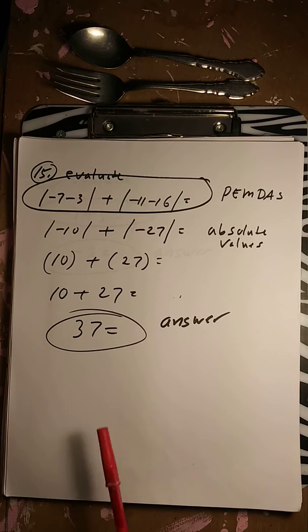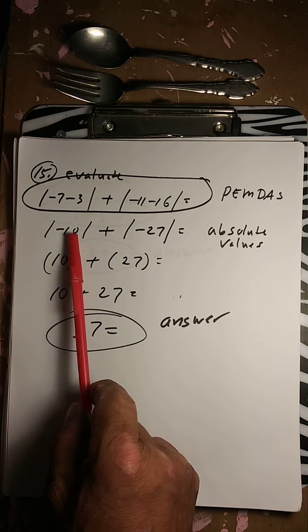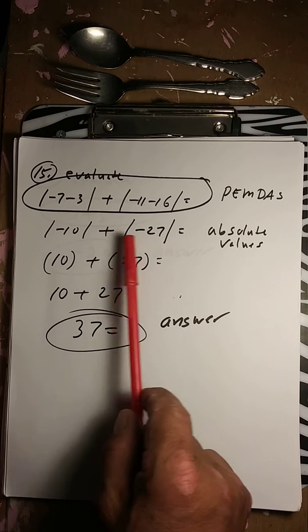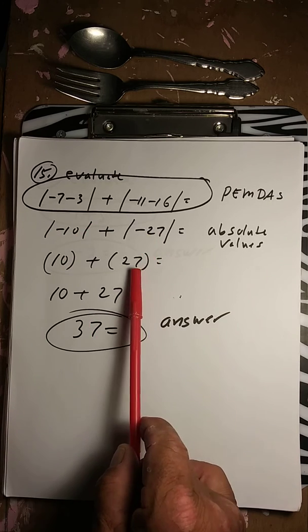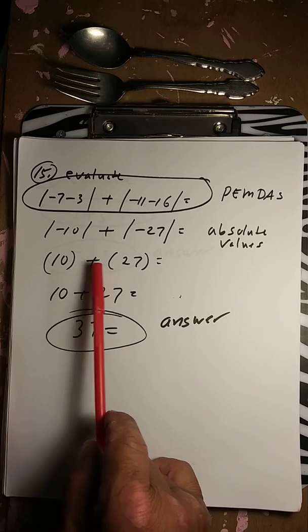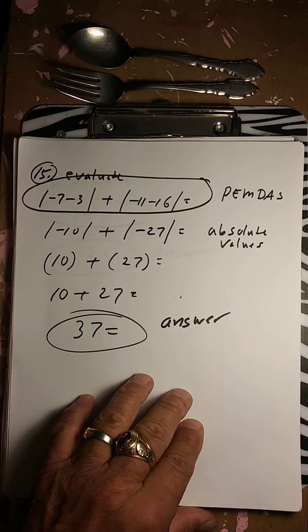Evaluate this. Absolute values. Let's do this first. Negative 3 and negative 7 is negative 10. Absolute value of that. And this is going to be negative 27. Absolute value of negative 10 is 10. Absolute value of negative 27 is 27. Positive 27. Take the parentheses off. 10 plus 27 is 37.